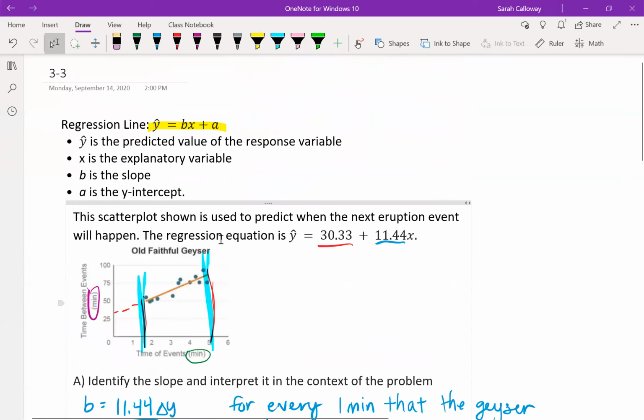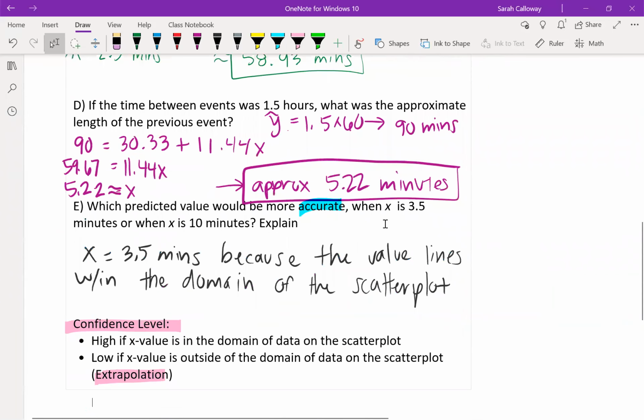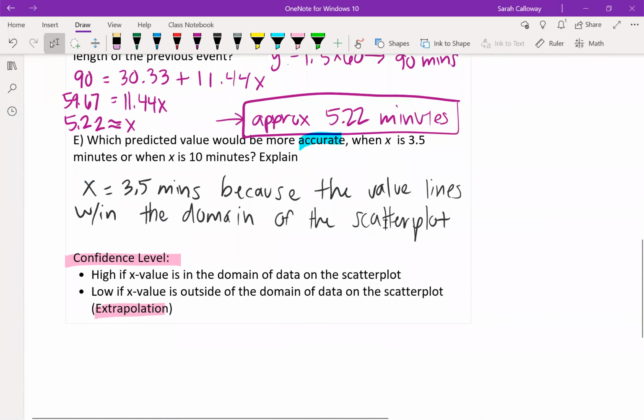Okay, so that's all with 3.3. Again, it's a lot of just doing some algebra with these values and reminding ourselves about the parts of linear functions, and then understanding what extrapolation is and how I can be more confident about my predictions based on a given range of values within our scatter plot.